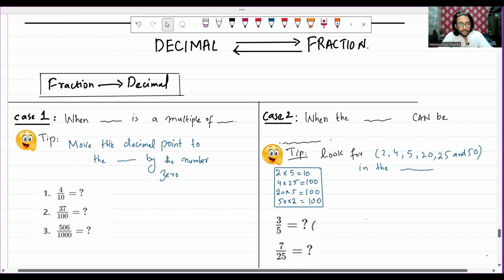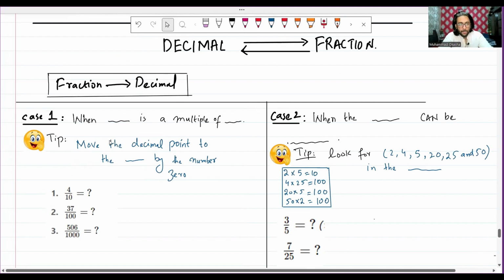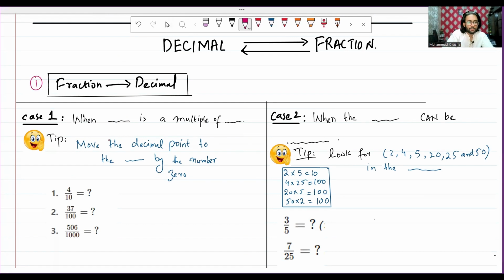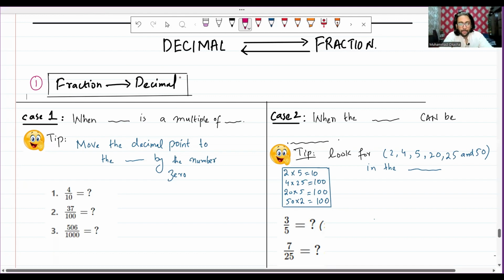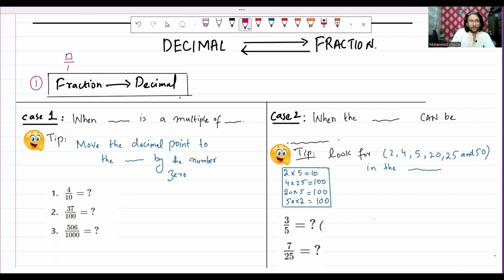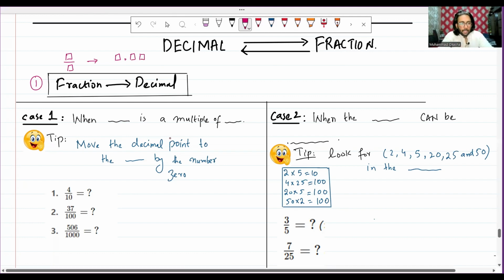Well, we have 2 cases for converting. The first thing we're doing is fraction into decimal, and the second we'll go back from the decimal to the fraction. So how do we go from fraction to decimal? Let's say you have something in a fraction and you want to write this as something with a decimal point. How would you do this?